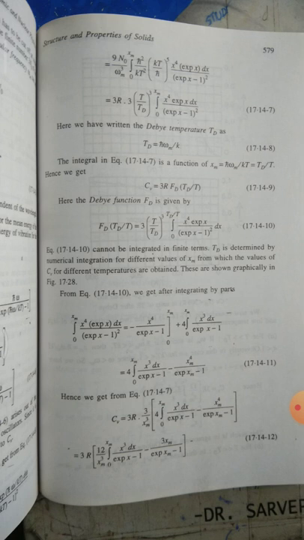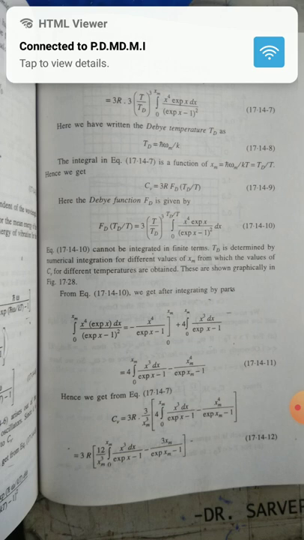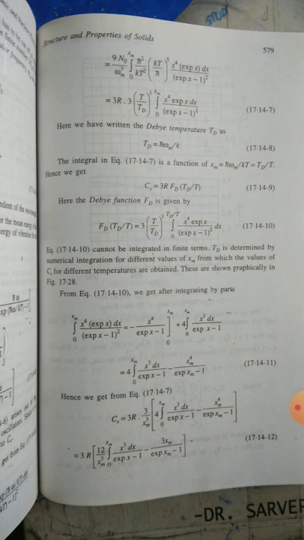TD is determined by numerical integration for different values of xm, from which the value of Cv for different temperatures is obtained. There are solutions which are graphical. In this equation we get, after integrating by parts, the integration 0 to xm of x to the power 4 e^x dx by (e^x minus 1) square is equal to minus x to the power 4 by (e^x minus 1) from 0 to xm plus 4 times the integration 0 to xm of x cube dx by (e^x minus 1), which is equal to 4 times the integration 0 to xm of x cube dx by (e^x minus 1) minus xm to the power 4 by (e^xm minus 1).